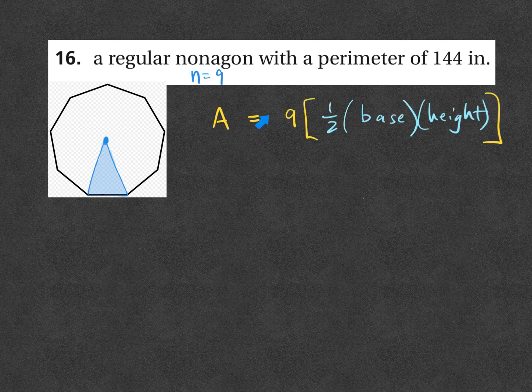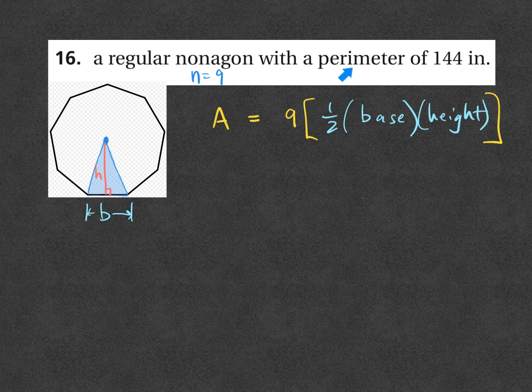So our final answer will be 9 times 1/2 times base times height, the base and height of this triangle, where the base is the length of a side and the height is this red segment, which is the apothem. So, can we find the base and height of this blue triangle?